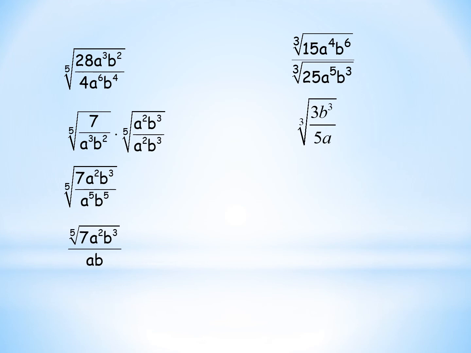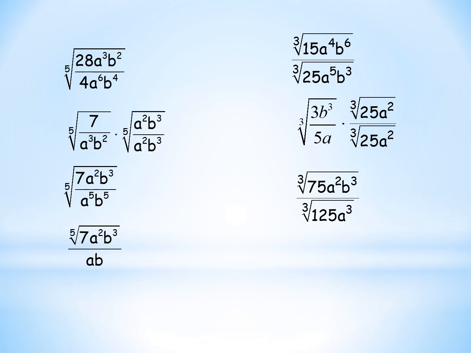So once again, even though these are two separate radicals, I can think of it as being under one radical, and I can go ahead and simplify this. So 15 over 25 is going to give me 3/5. A to the 4th over a to the 5th will give me a in the denominator, and b to the 6th over b to the 3rd will give me b to the 3rd in the numerator. I want to rationalize my denominator, so I'm going to multiply by 25a squared, which will give me this, and then I can rationalize that denominator.